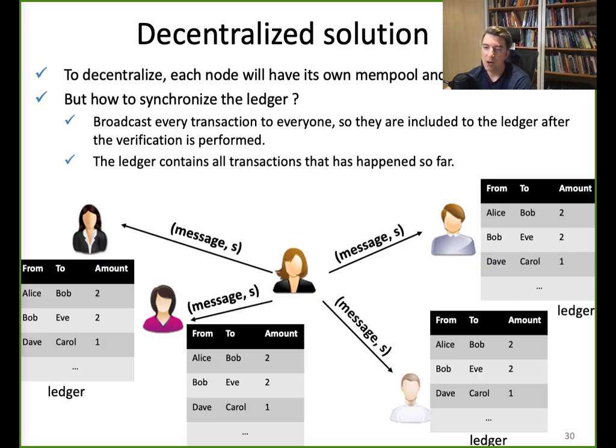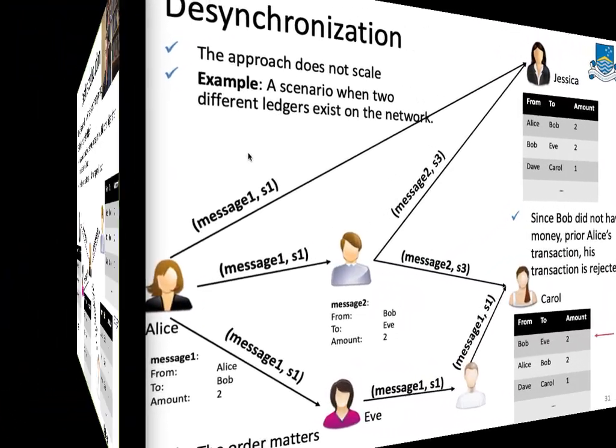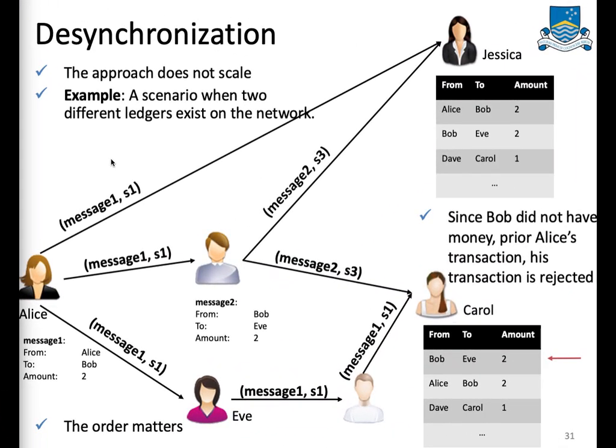Having multiple copies of the ledger, there is no need to have or trust one single node or one single ledger or mempool that is centrally located. Unfortunately, this approach does not scale. Let's look at the following scenario to understand why.